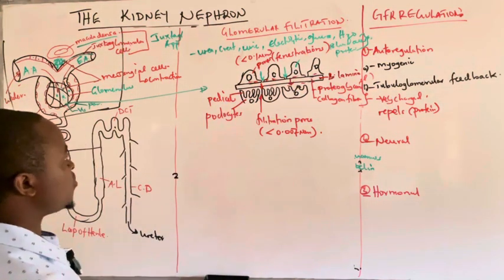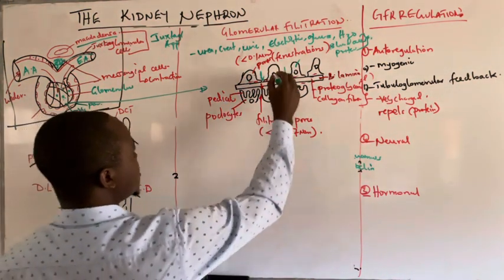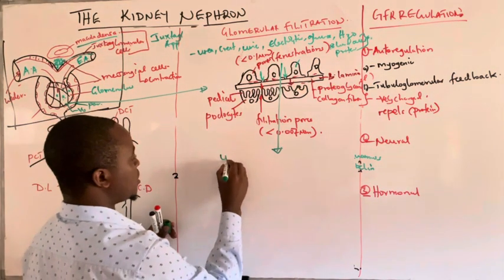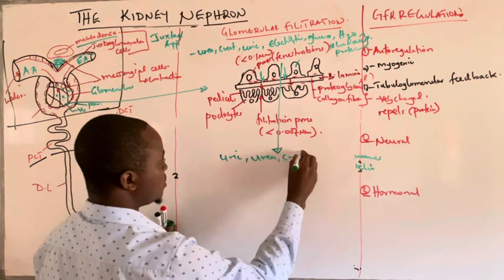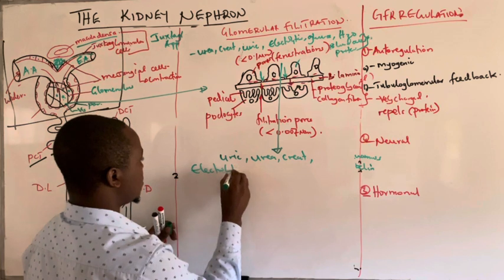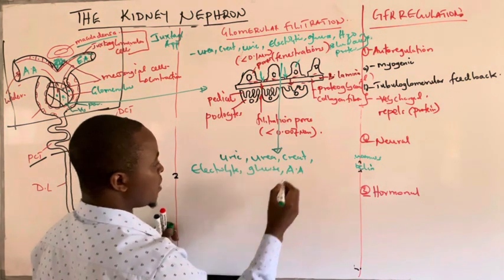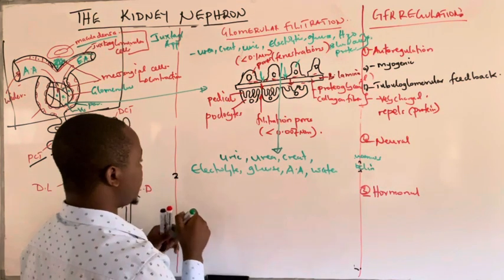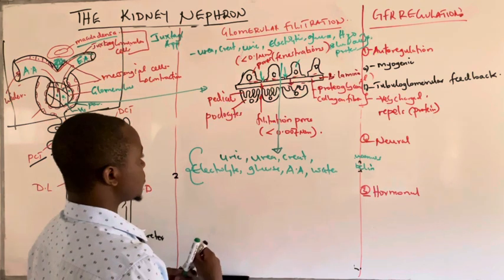And those which manage to pass through form part of the filtrate. So we shall find that the fluid which passes through contains smaller substances like uric acid, urea, creatinine, electrolytes, glucose, amino acids, some amino acids pass, and water. These form part of the glomerular filtrate.